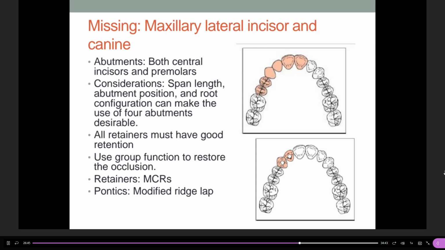Also, when canine and lateral incisor are missing, generally in this situation you should not give fixed prosthesis. You should go for an implant prosthesis. The reason is there will be two posterior abutments and two anterior abutments, so it is a very long span prosthesis, and aesthetically it will not be easy to match the situation. So better to go for two implants for canine and lateral incisor.